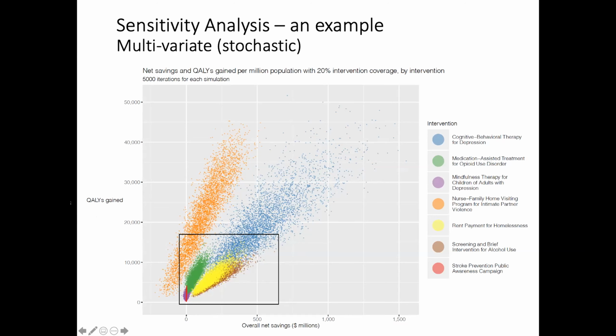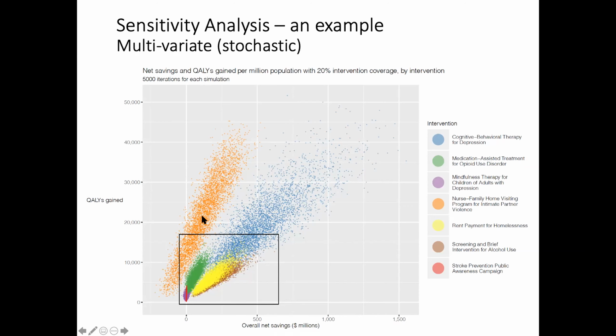QALYs gained, ranging up to 50,000, and then overall net savings. All of these interventions, the way we did the analysis, including non-medical direct costs and long-term effects and so on, all of them looked like they had net savings, and so this is overall net savings. And what you can see is each set of dots, which represents 5,000 iterations of each analysis, represents the distribution of possible results. For example, this orange one is a nurse family home visiting for interpersonal violence.